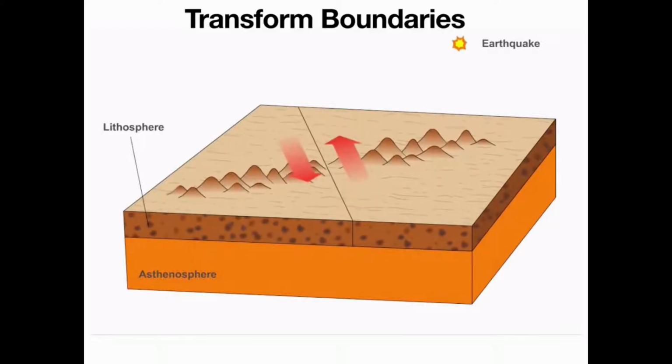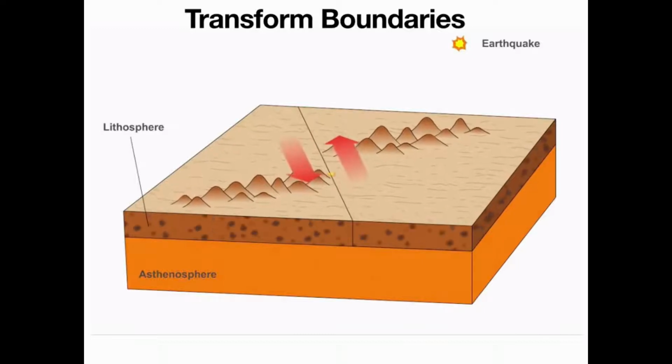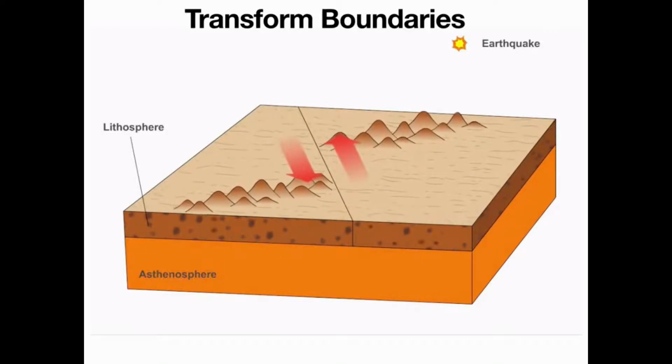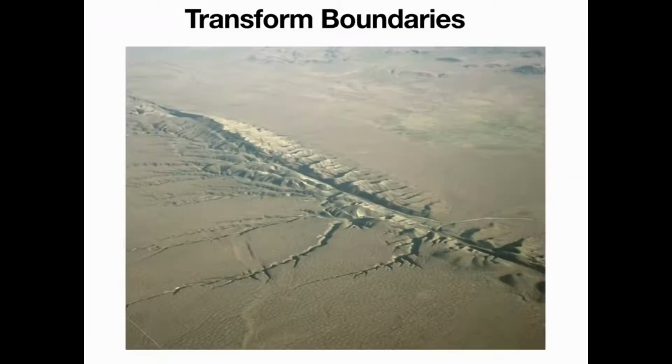However, they don't tend to have volcanoes, they don't tend to have major mountain ranges, and certainly not trenches. The only real feature we see at transform boundaries are earthquakes. This is an example of a place on Earth where you can actually see a transform boundary at the surface. This is known as the San Andreas Fault, and it's found in California. It's responsible for the big earthquake risk of cities like San Francisco and LA.